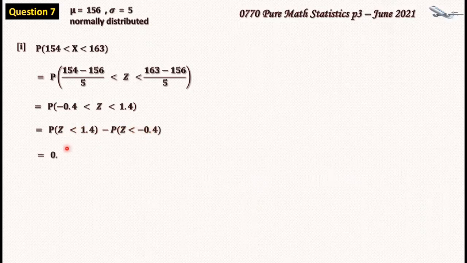Reading the values from the normal tables, you have 0.919 minus 0.345. So the probability will be equal to 0.574.